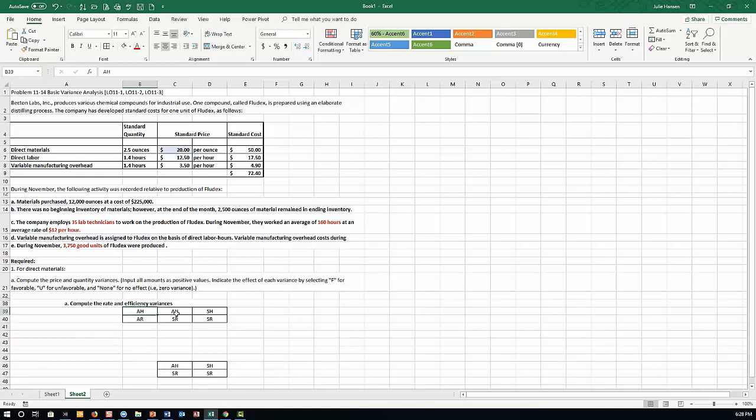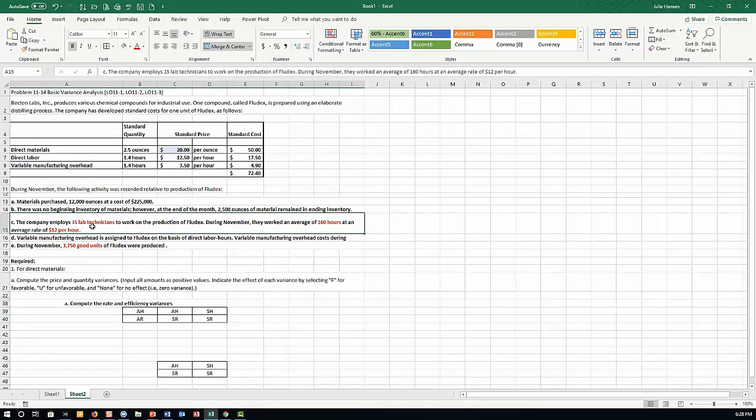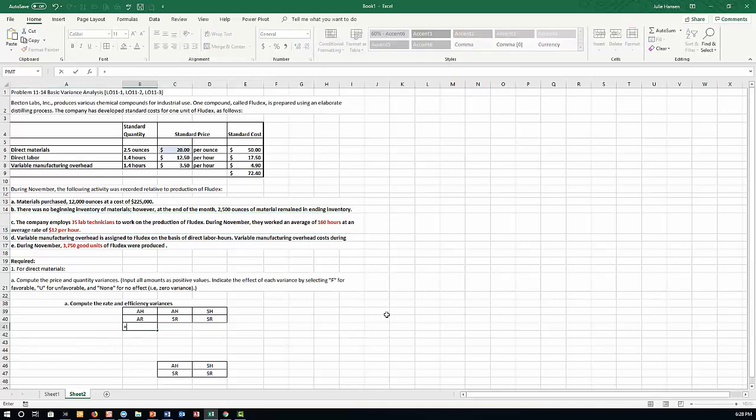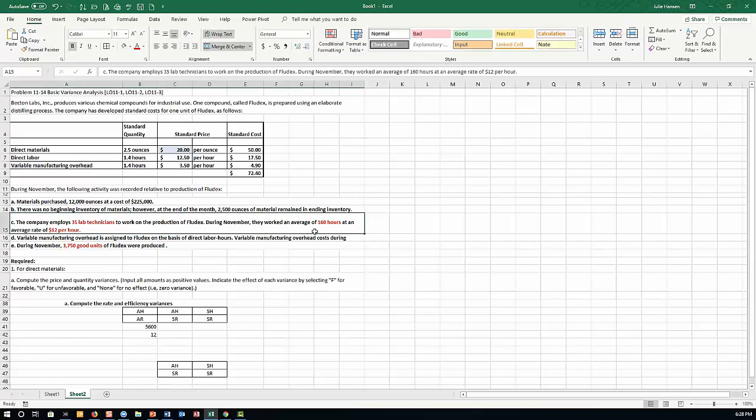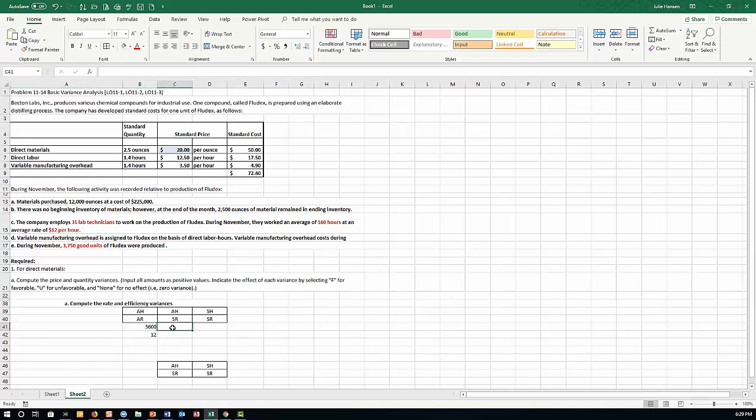So it is asking me for the actual hours. That's the first thing that I'm going to find. So back in the problem, it says that there were 35 lab techs and they worked an average of 160 hours at $12 an hour. So their actual hours would simply be the 160 times those 35 techs. And there are the actual hours. They've told me the actual rate. Remember, they worked an average of, so do you see how that's like a statement, right? So they did this, so that means that those are the actuals. All right, so then actual hours comes right here.